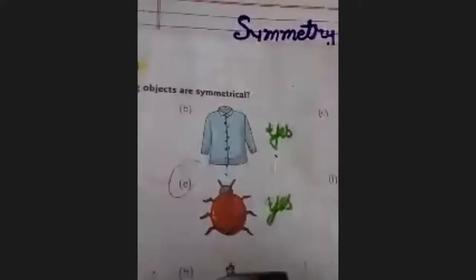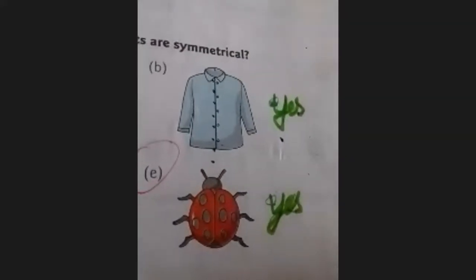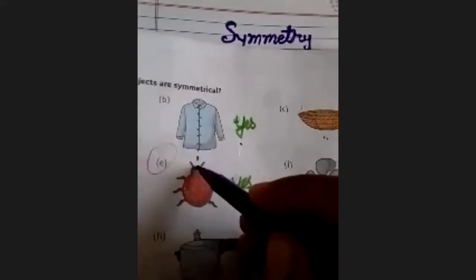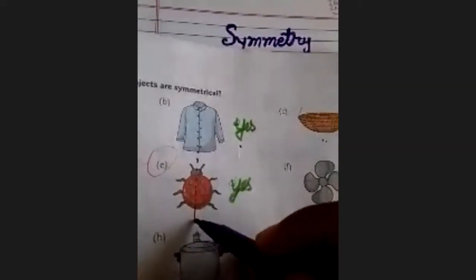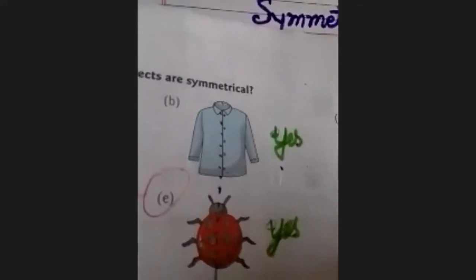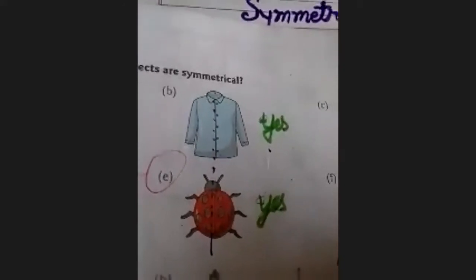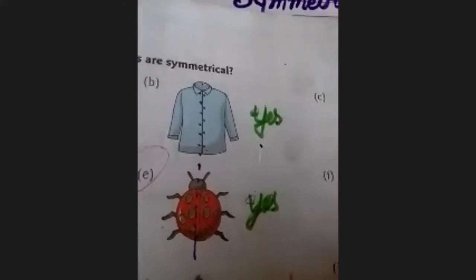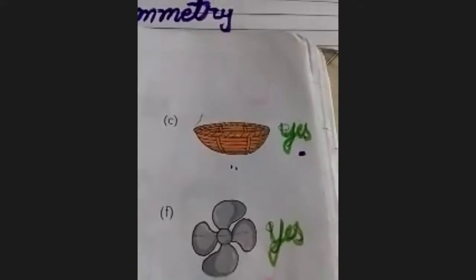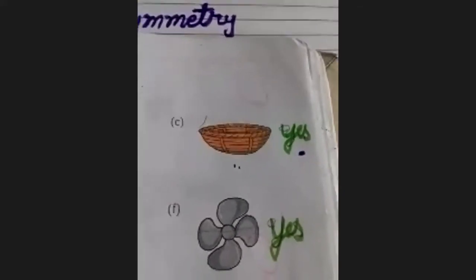Next is. Now students, you can divide this hand into two equal parts, give it a cut at center. These are two parts and both are equal. So this is a symmetrical object. Your answer is yes.